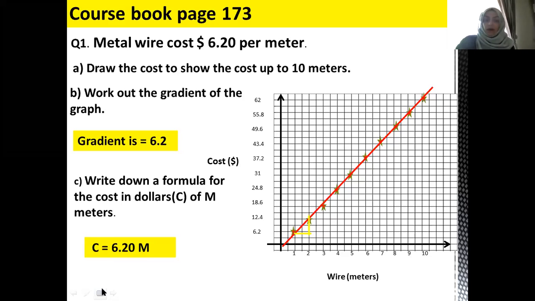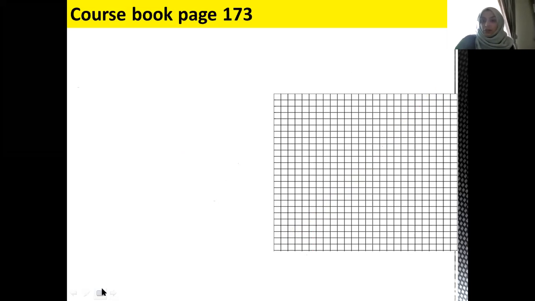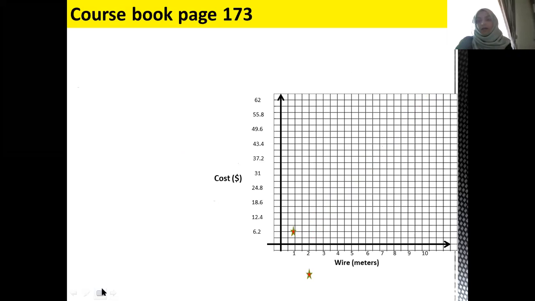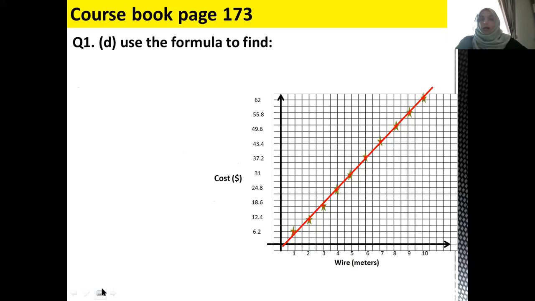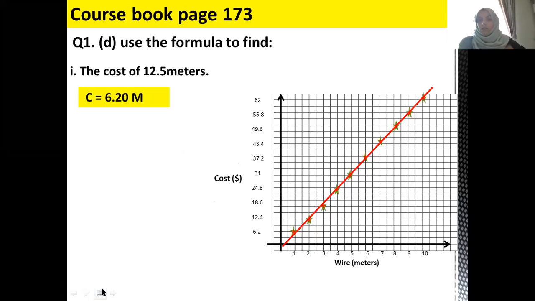Okay, now the second part of this question, we already have the graph. It's in front of us. This is the graph; we already drew it in the first part. Let's find the questions. It says use the formula to find. First part, the cost of 12.5 meters. Direct application of the formula. Cost equals 6.2 multiplied by what? The number of meters. If I have 12.5 meters.